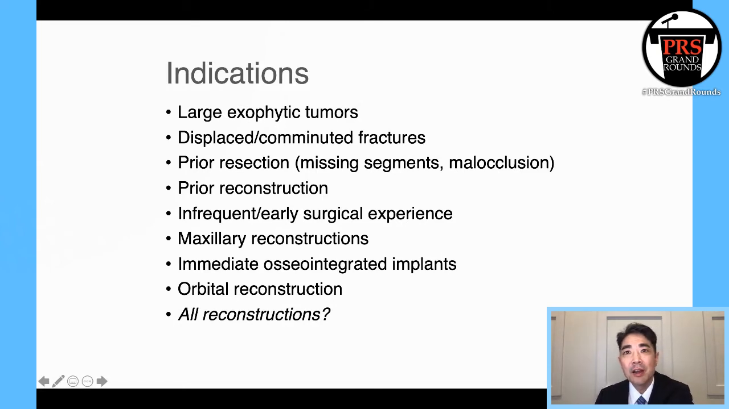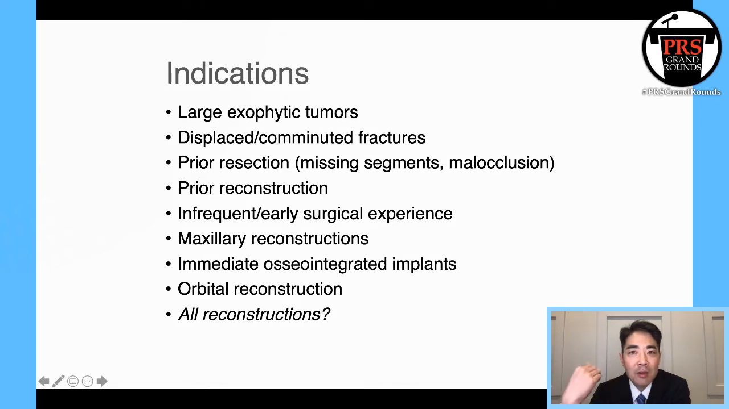Some have said that virtual surgical planning makes fibula and other osteocutaneous free flap surgery more accessible to the young surgeon or to the surgeon with infrequent microvascular bony reconstruction experience. I certainly use it on almost every maxillary reconstruction because of the higher degree of accuracy needed and also the difficulty of working with very small plates and smaller bony segments. I think it's very, very helpful for immediate osseointegrated implants and now makes that accessible, which is also, I should note, a big time savings to the patient.